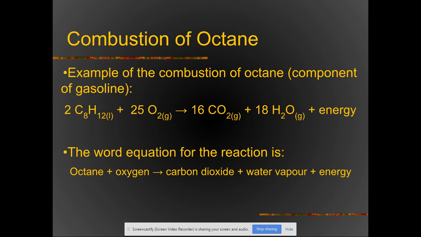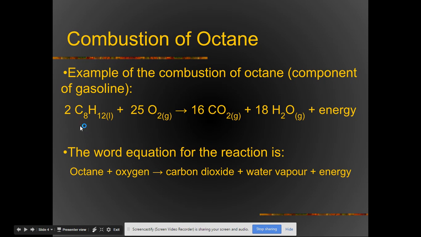Combustion of octane, for example. It's a component in gasoline. So if you follow along my cursor here, we have C8H12 plus oxygen gas leads us to produce carbon dioxide and water. And again, it's exothermic, so it's giving off energy.